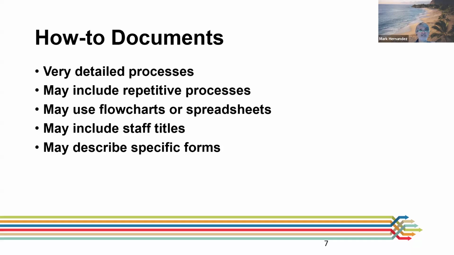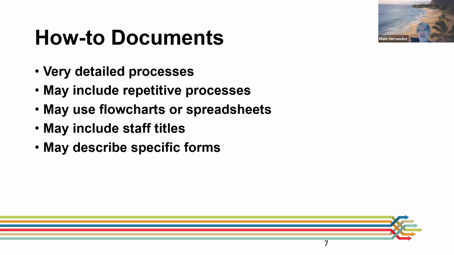So that's why you may see your how-to documents being repetitive in that regard. One of the good things with how-to documents is that you can use a lot of different things to do that. You can use flow charts to flow your process down. How does it go from A to B to C in that direction? And I'll show you something in a minute. Flow charts can be very detailed, or they could be very simple, depending on the process itself.